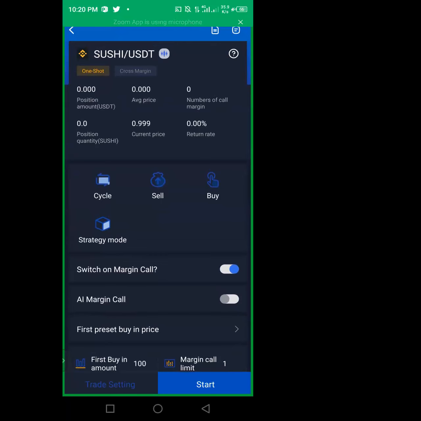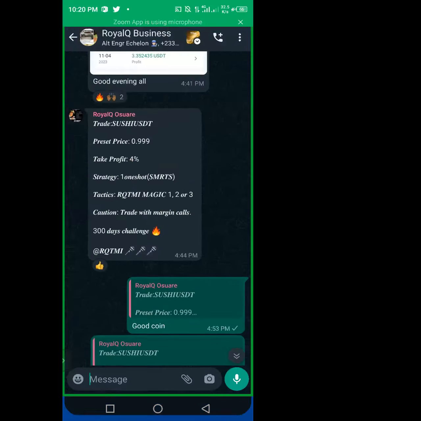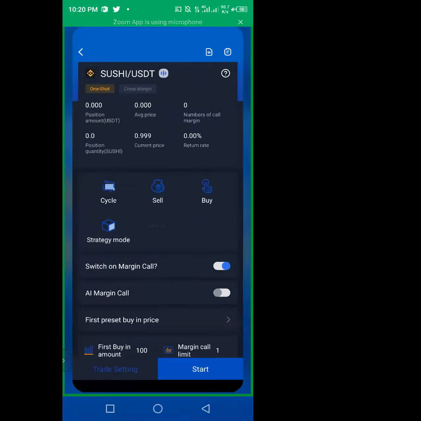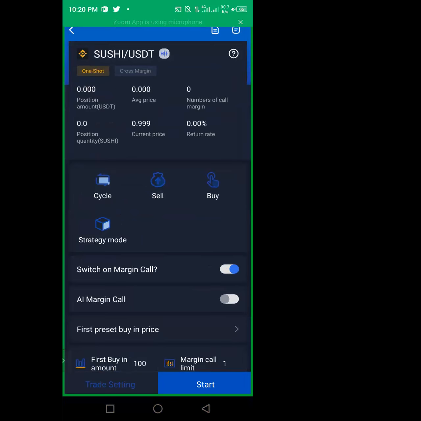You understand? If the signal came with this preset price 1.2, and when you want to enter it, you are seeing that the current price is 0.99 like this now. You don't set a preset price again that is higher than the current price. You start the trade immediately after you have set your first buy amount and your take profits. You start the trade again. You see what I'm telling you?